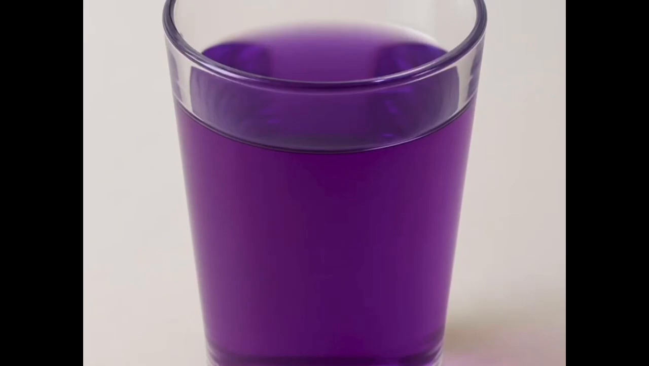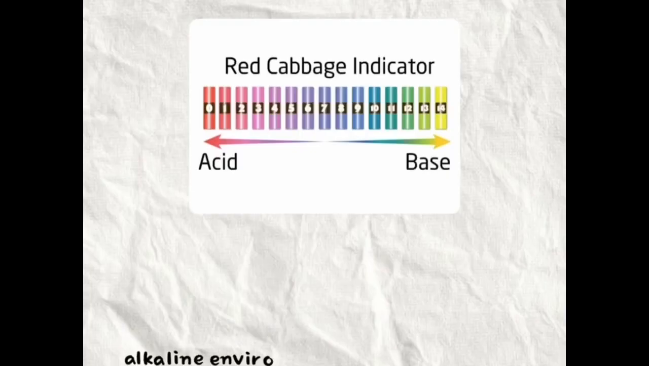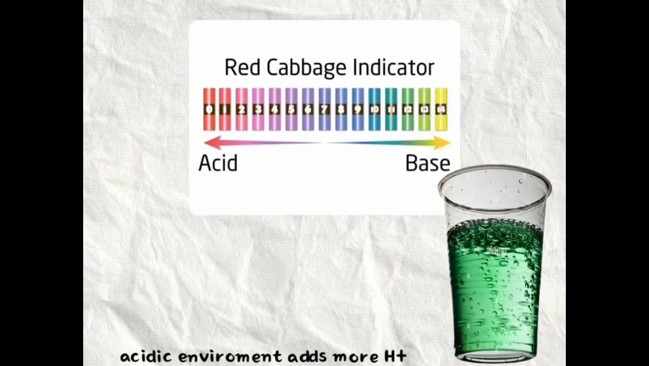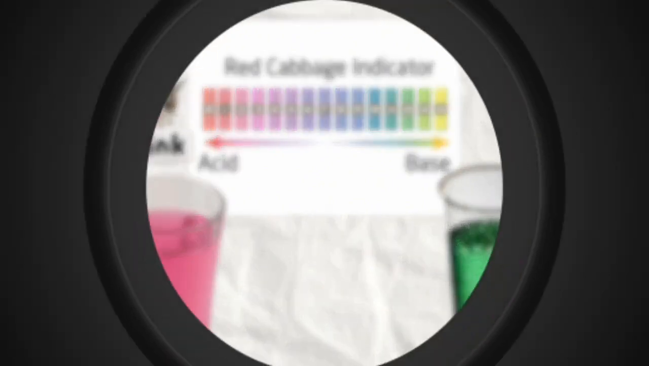This happens because the natural pigment in purple cabbage contains anthocyanin. An alkaline environment removes hydrogen and changes it into a green or blue color, while an acidic environment adds more hydrogen so that it becomes pink.